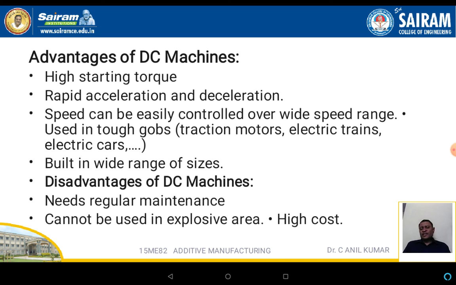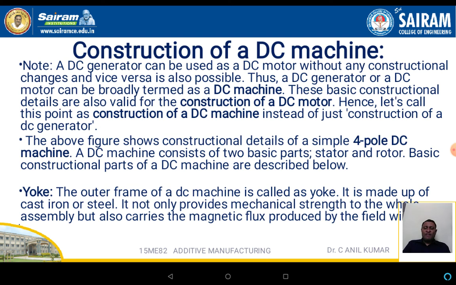The advantages of the DC machines: high starting torque, rapid acceleration and deceleration. The speed can be easily controlled over a wide range, and they are built in a wide range of sizes. The main disadvantages of the DC machines are that they need regular maintenance and cannot be used in explosive areas, and the cost of the DC machines is a little higher when compared to the AC machines.